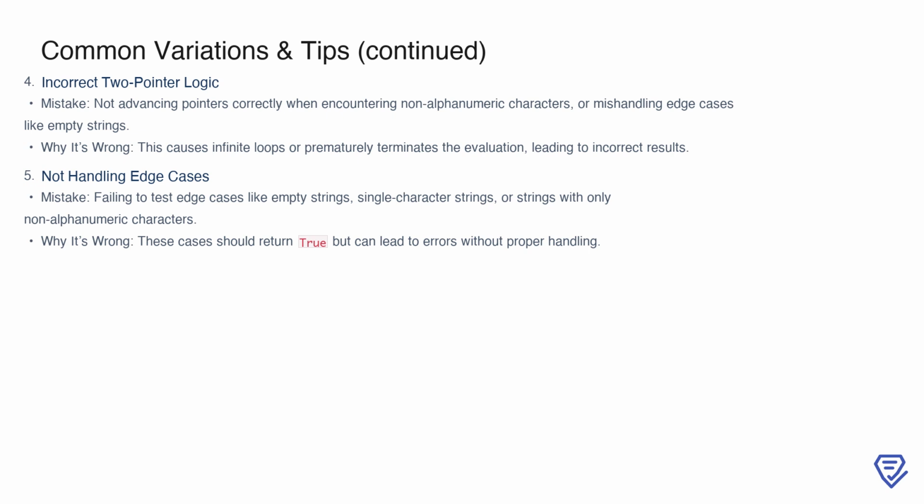Speaking of edge cases, these are another area where mistakes are common. Inputs such as empty strings, single character strings, or strings containing only non-alphanumeric characters all need special attention. For instance, an empty string or a string with just symbols should return true, as they technically meet the criteria for being palindromes. Overlooking these scenarios can lead to incorrect results, so it's crucial to handle them properly.